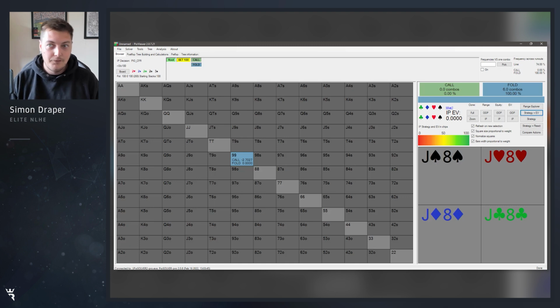Are they going to overbluff? Are they going to underbluff? If they're going to overbluff, I'm going to call all of my bluff catchers. If they're going to underbluff, I'm going to fold all of my bluff catchers. This is exploitative bluff catching 101, if you will.